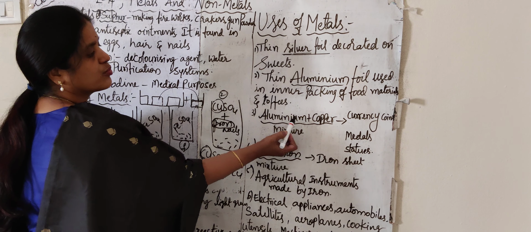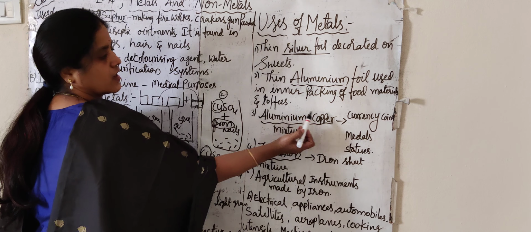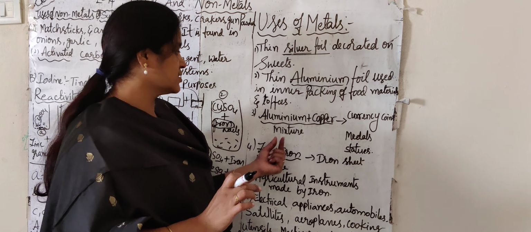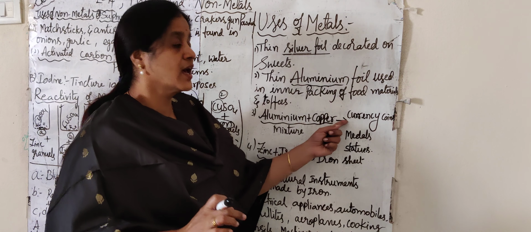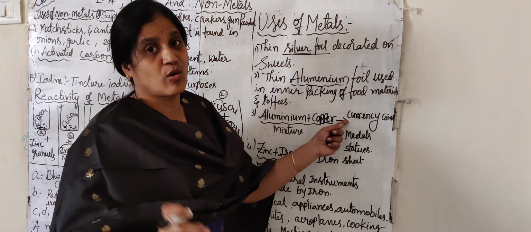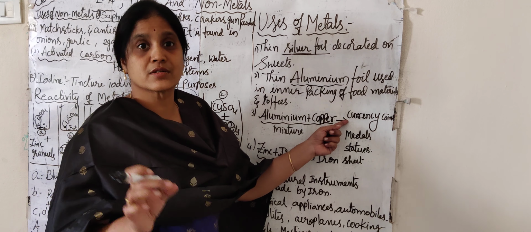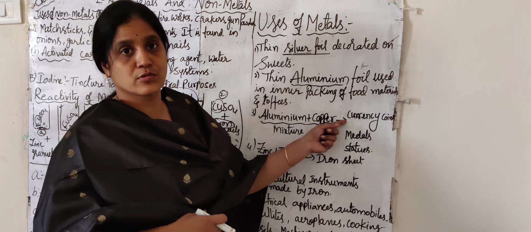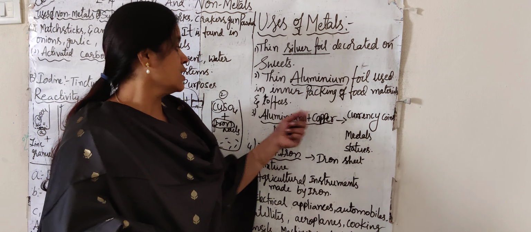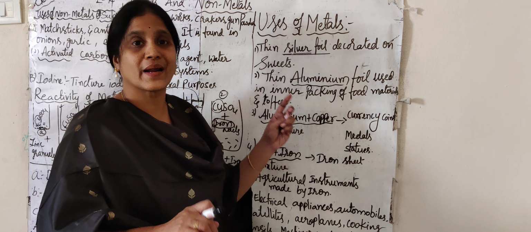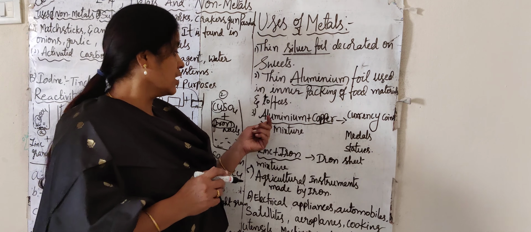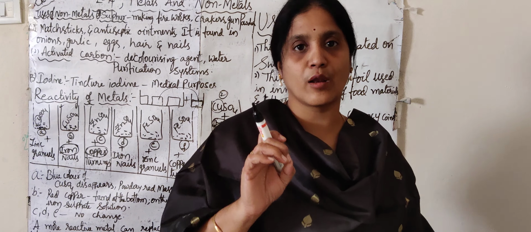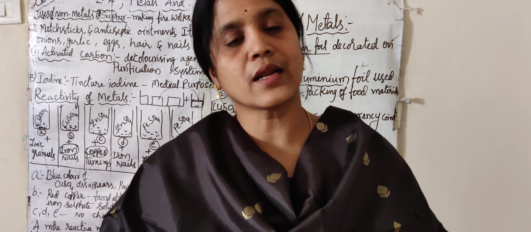Next, if you take aluminum metal and copper metal, when these two metals are combined, you will get a mixture. This mixture is used in the preparation of currency coins, 5 rupee coins, 10 rupee coins. Now Modi introduced the 100 rupee coin also. So in the preparation of these coins, aluminum and copper metals are used. That combination of two or more metals, we call an alloy.